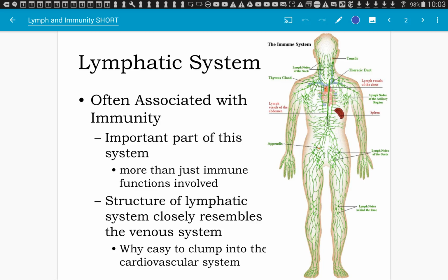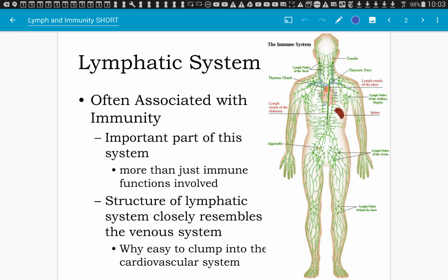So starting with the lymphatic system, and we clump this into the immune system because it is often associated with the immune system because there are similar functions. And so there's more than just immunity associated with this. It has a very important job.